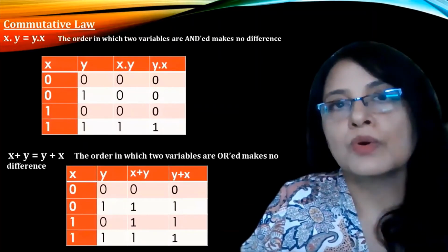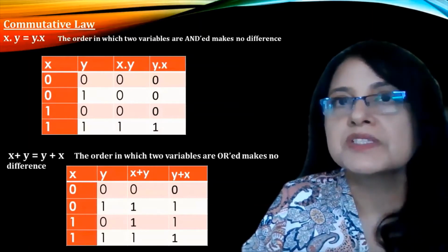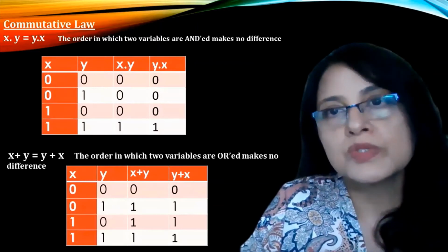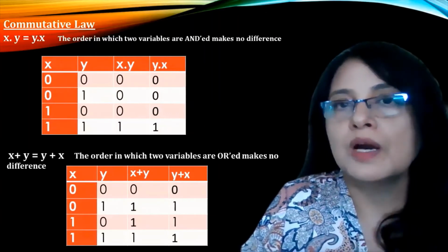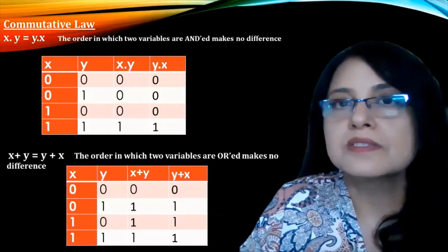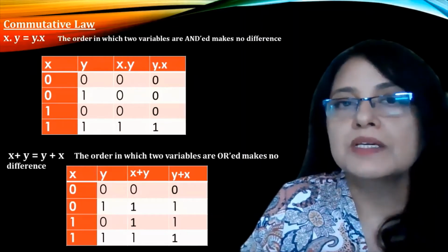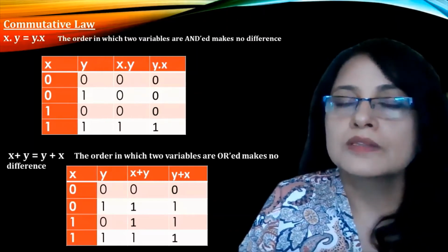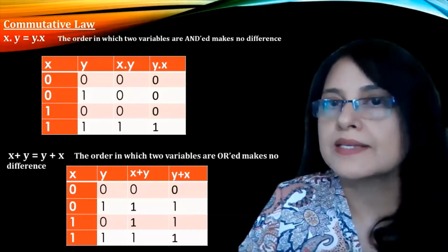The commutative law says that X dot Y is equal to Y dot X. That means the order in which these two variables use the AND operator doesn't matter. So the output in both cases, as you can see in the truth table, remains the same. That means X dot Y is equal to Y dot X. And similarly, X plus Y is equal to Y plus X. So in case of OR, this is also true. So the commutative law holds for both AND and OR.